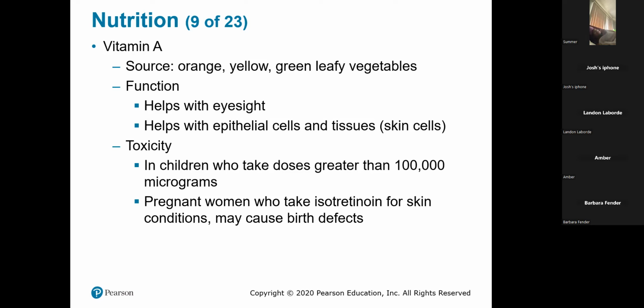The first is vitamin A. The source of vitamin A comes from your orange, yellow, or green leafy vegetables. Function of vitamin A is to help with our eyesight. It also helps with epithelial cells and tissues, or your skin cells. A toxicity can form in children who take doses greater than 100,000 micrograms and pregnant women who take isotretinoin for skin conditions, which may cause birth defects. Remember, we talked about that isotretinoin in the skin chapter. So I don't know what pregnant woman would be taking that to begin with because it causes birth defects.